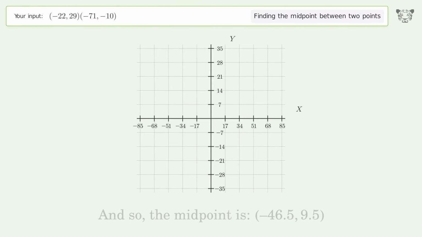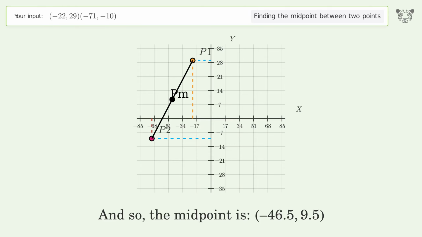And so, the midpoint is negative 46.5, 9.5.